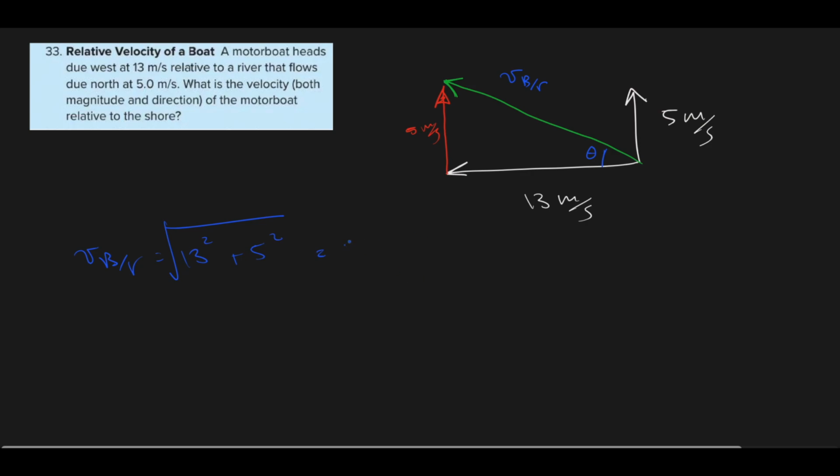So 13, almost 14 meters per second. So this is the resultant velocity. And let's find the direction.